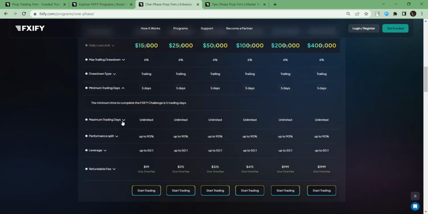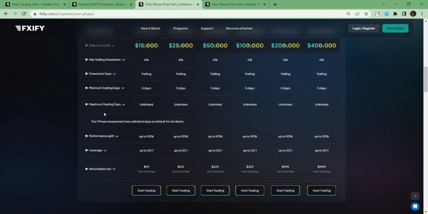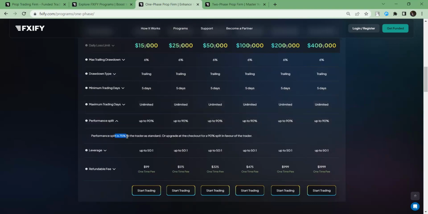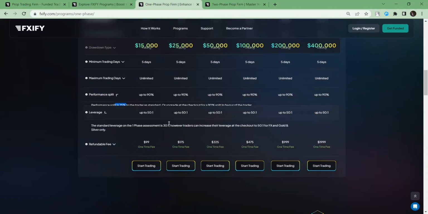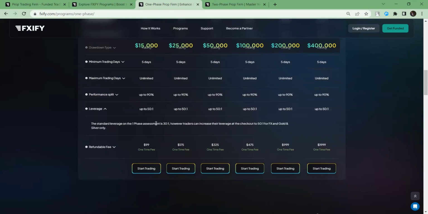The minimum trading days for you to get funded is 5. Maximum trading days is unlimited. You can take as long as you can. And the profit split is 75%, but you can upgrade to 90%. There are add-ons that you can actually do. And the leverage is 1 to 30, 1 to 50 on gold, and I think on indices it's 1 to 10.